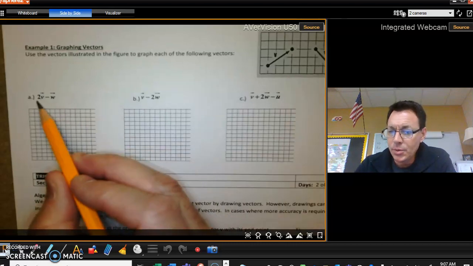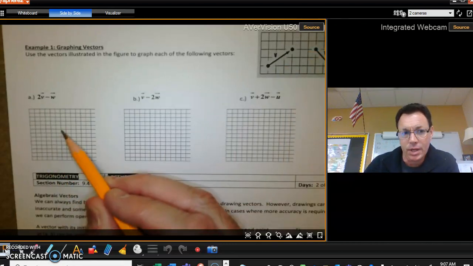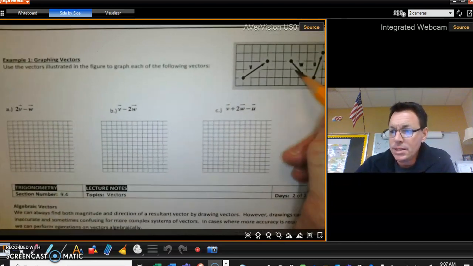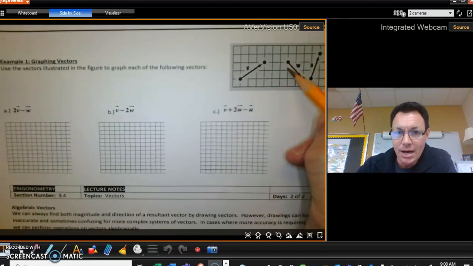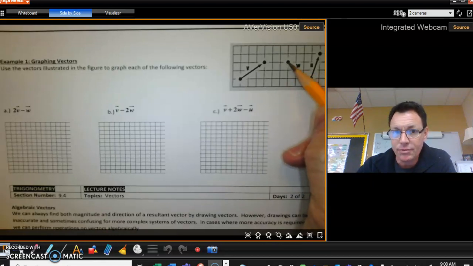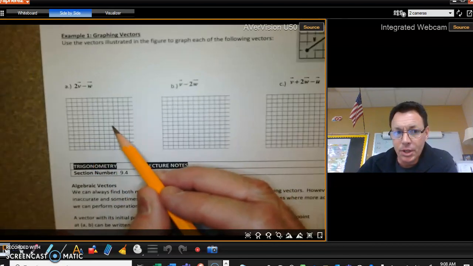So I'm supposed to draw 2 v's, so I'm going to draw a v and then another v. So this is going to be going up and to the right. And then I'm going to subtract a w. Well, w goes down and to the right, so subtracting w will go up and to the left. It'll be the same line, but the arrowhead will be on the other side.